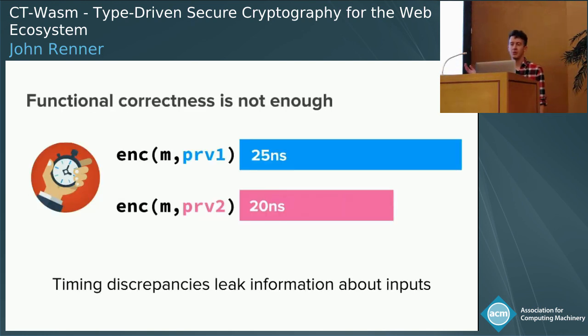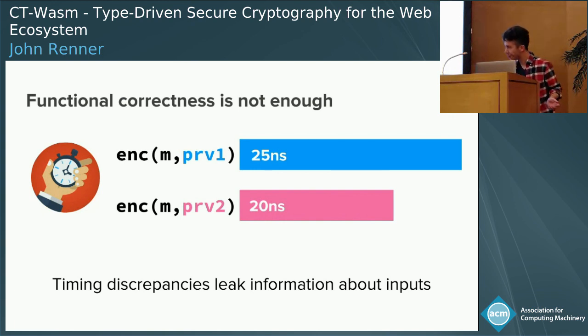Let's consider this encryption routine, where we try to encrypt a message with private key 1, and it takes 25 nanoseconds to complete in the real world. And then we attempt to encrypt the same message with private key 2, and it takes 20 nanoseconds to complete. This means an outside observer can distinguish between the two inputs purely based on this timing information. And this vulnerability can be exploited to actually steal the private key, impersonate you, do all the terrible things you can do once you have one.